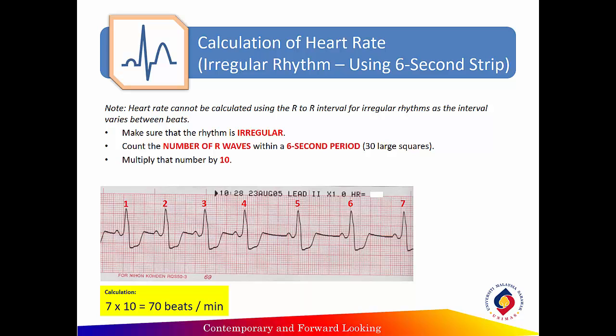First, you will need to make sure that you have a 6-second strip, which should consist of 30 big boxes. Next, count the number of R waves within this 6-second strip. In this case, there are 7 R waves. Now, multiply that number by 10. In this rhythm, you should get 70 beats per minute. Remember, this rough estimation method should be reserved for irregular rhythms only to maintain calculation accuracy.